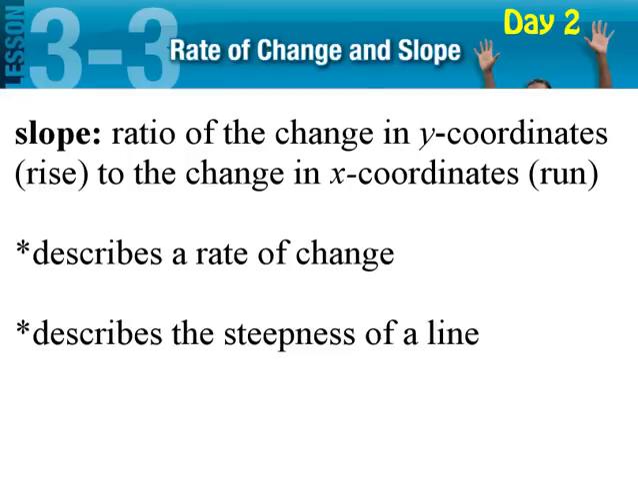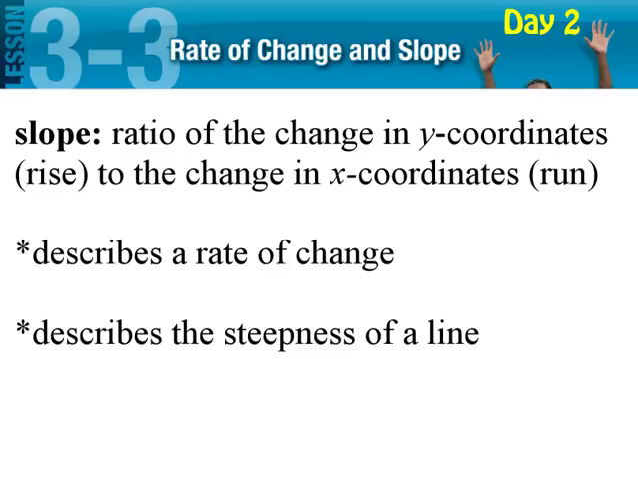Slope is the ratio of the change in y coordinates to the change in x coordinates. And so we call the change in y our rise. We call the change in x our run. The slope describes the rate of change, which is exactly what we looked at yesterday. Remember, yesterday was change in y over change in x. So pretty much rate of change and slope are synonymous.